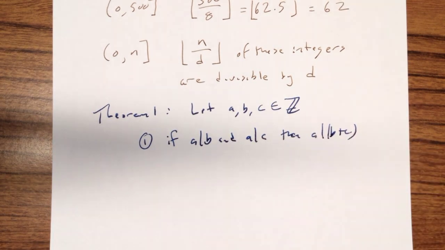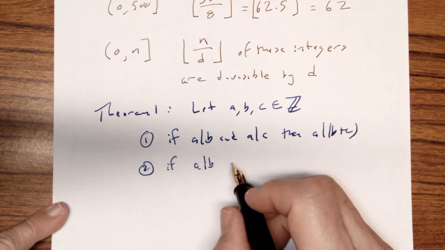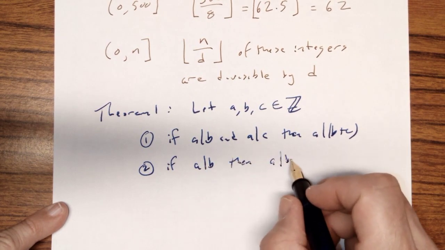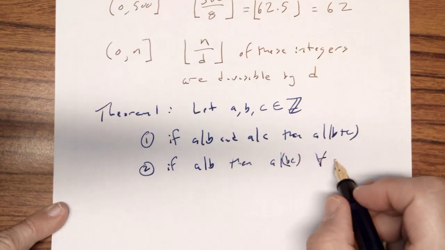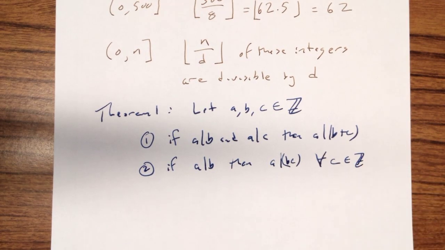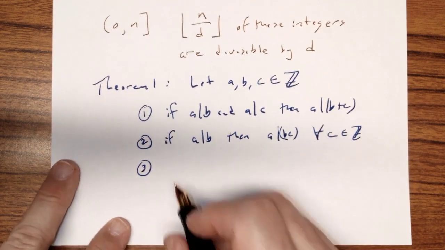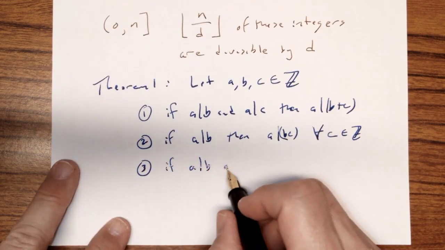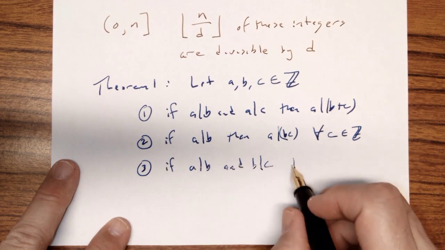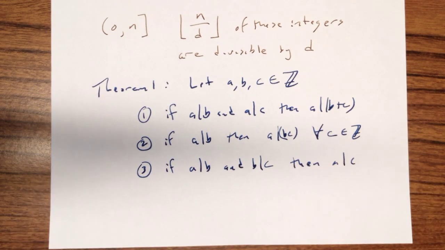If A divides B and A divides C, then A divides their sum. If A divides B, then A divides BC for all C in the integers. If A divides B and B divides C, then A divides C. Divisibility is transitive. Now, these are all claims.